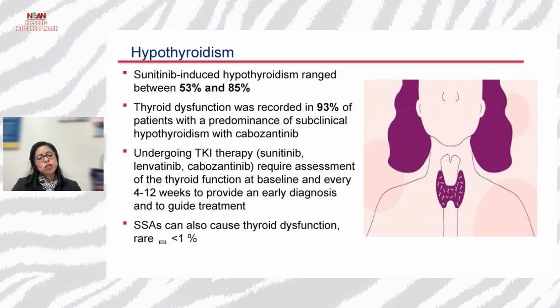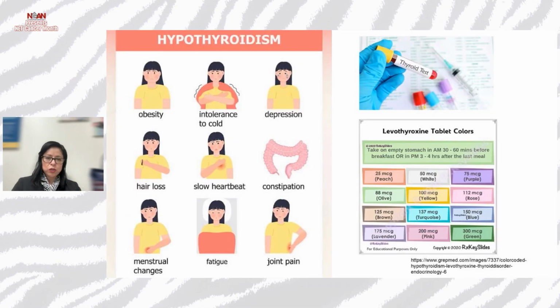The injections such as somatostatin agonists, in very small numbers, less than 1%, can also cause thyroid dysfunction too. So we know, as we discussed, medications that have been used for the treatment of neuroendocrine tumors such as sunitinib, lenvatinib, cabozantinib. Very rarely, the injections such as somatostatin agonists such as lanreotide or octreotide can cause thyroid dysfunction. And what are the symptoms of hypothyroidism?